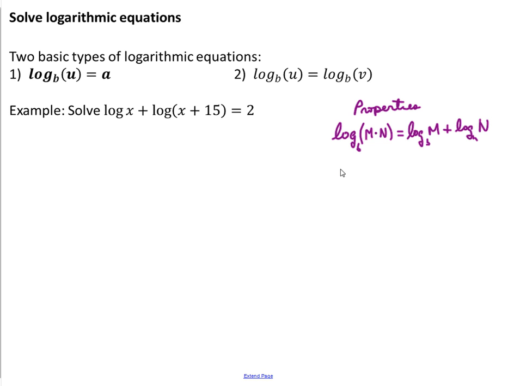We also had one for division, which went like this: the logarithm base b of m divided by n was equal to the difference of the logarithm of m minus the logarithm of n. And finally, one more property gave us the logarithm base b of m raised to some power is equal to that power times the logarithm itself.